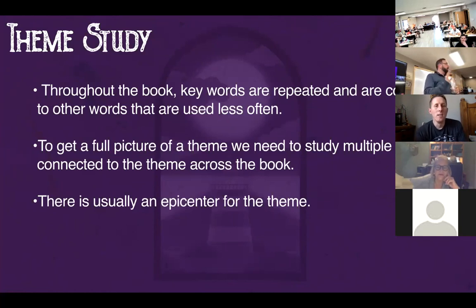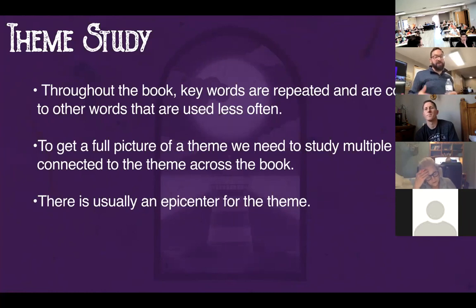We're going to look at theme then. If he's bringing these ideas and gradually going from one idea to the next, flowing into it and bringing some with it until we don't see it, and he's going into the next idea, then we need to do a theme study where we look throughout the book and pick up where he's talking about these things and how he's talking about them. And it goes with some of the melodic line stuff. Throughout the book, keywords are repeated and are connected to other words that are used less often.